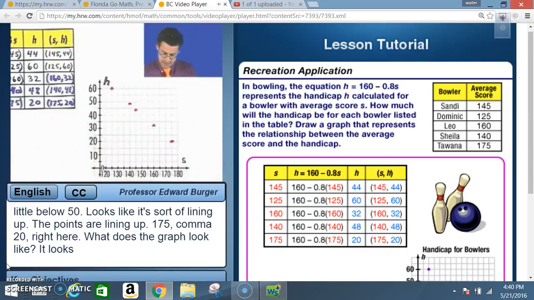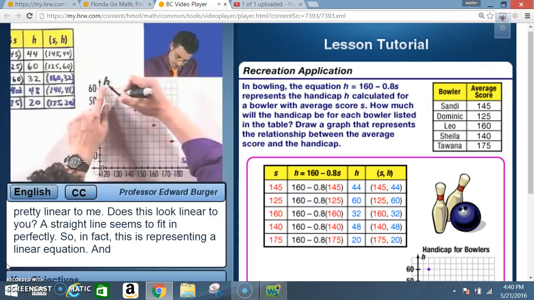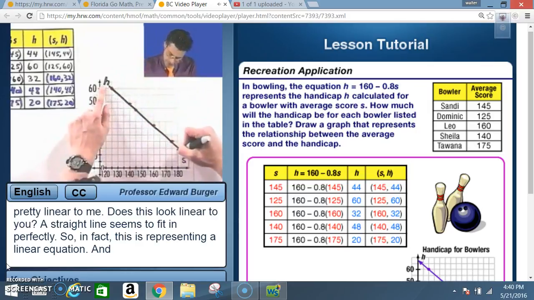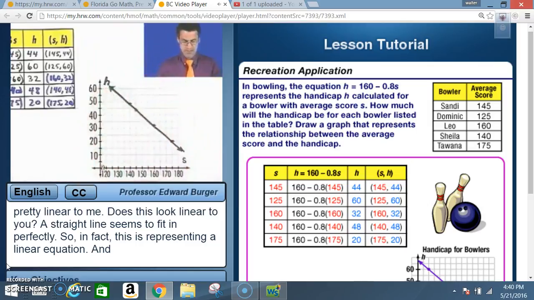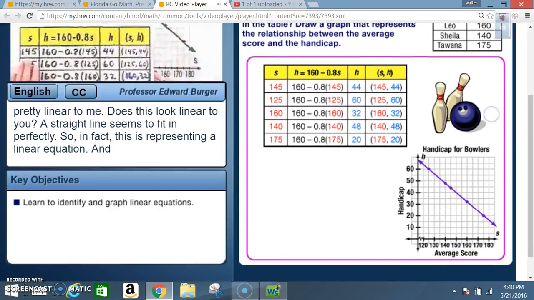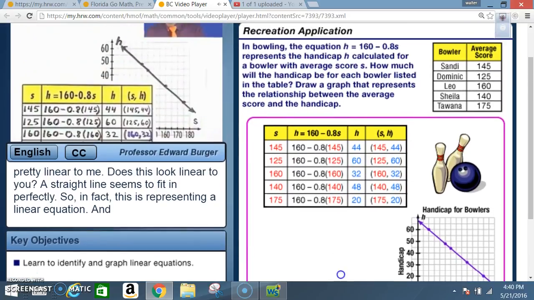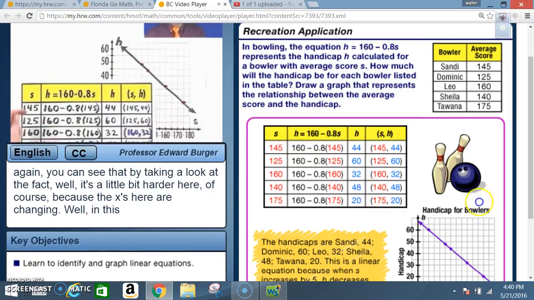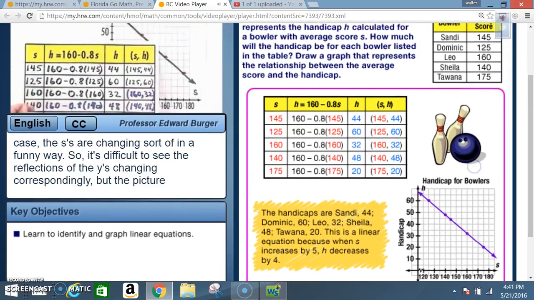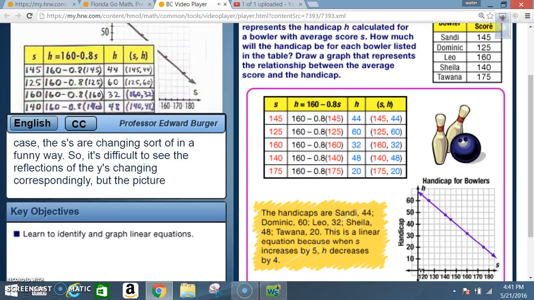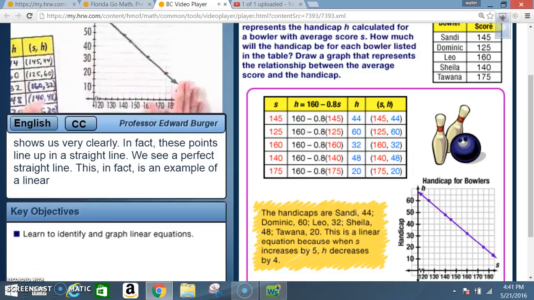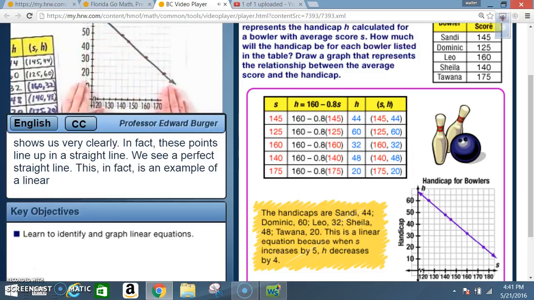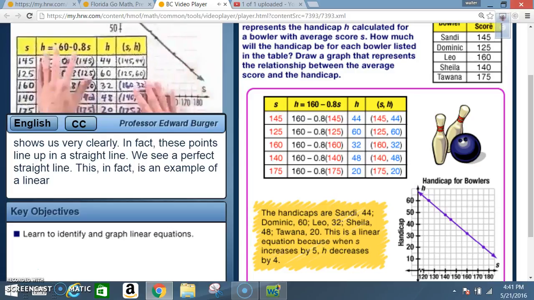Well, what does the graph look like? It looks pretty linear to me. Does it look linear to you? A straight line seems to fit it perfectly. So, in fact, this is representing a linear equation. You can see that by looking at the table, though it's a little bit harder here, because the s's are changing in a funny way, so it's difficult to see the y's changing correspondingly. But the picture shows it to us very clearly. These points line up in a straight line. We see a perfect straight line. This, in fact, is an example of a linear function.